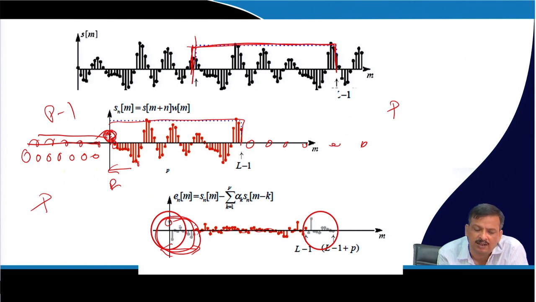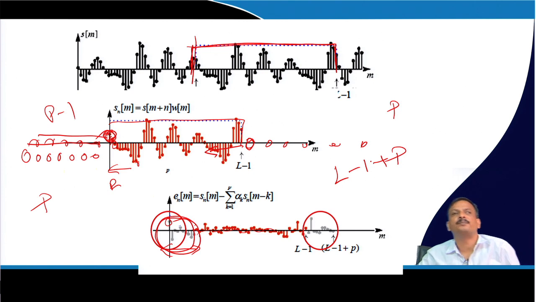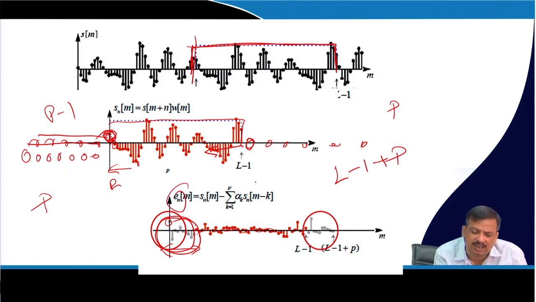Again when I come to the end, I am predicting 0 from the previous p sample values. So, the prediction error will again be maximum. So, I can say it is nothing but a convolution equation. The length of the prediction error is L minus 1 plus p. So, En is a convolution kind of equation, and the length of En is L minus 1 plus p.